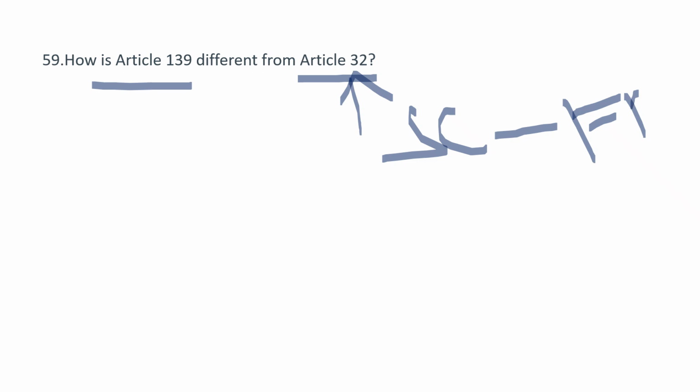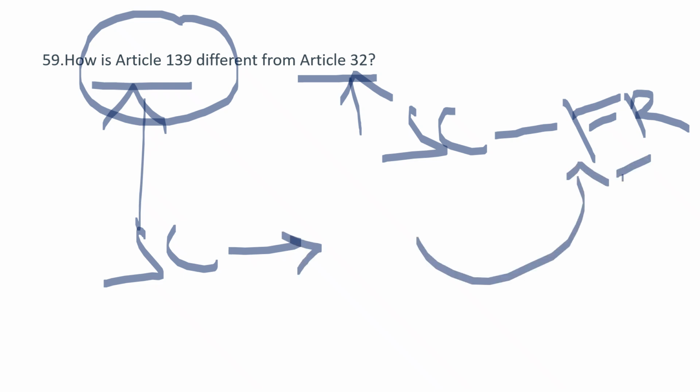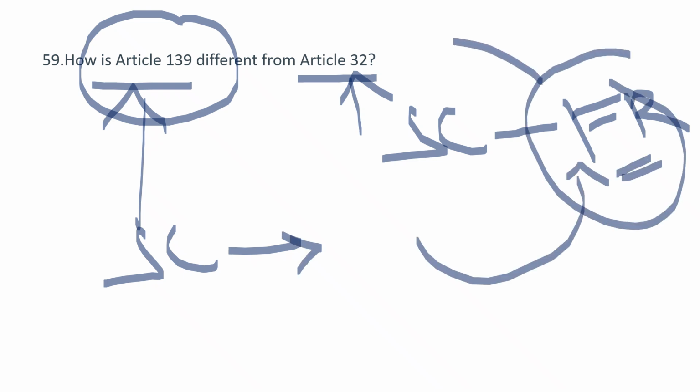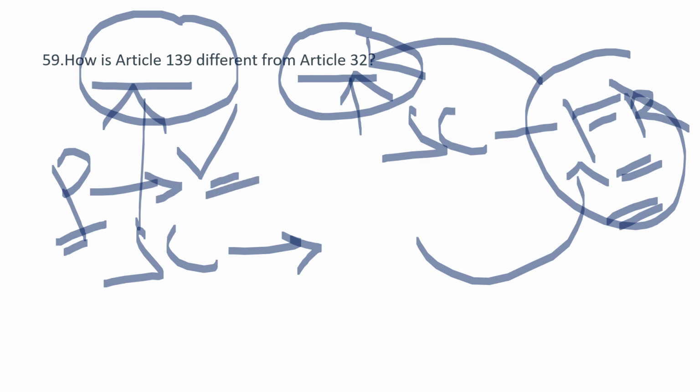See, under Article 32, the Supreme Court can issue writs for the enforcement of fundamental rights. Under Article 139, the Supreme Court can issue writs for the enforcement of rights other than fundamental rights, because for enforcement of fundamental rights, the Supreme Court already has Article 32. For rights other than fundamental rights, the Supreme Court uses Article 139, and Parliament has the power to confer those powers on the Supreme Court. Next question.